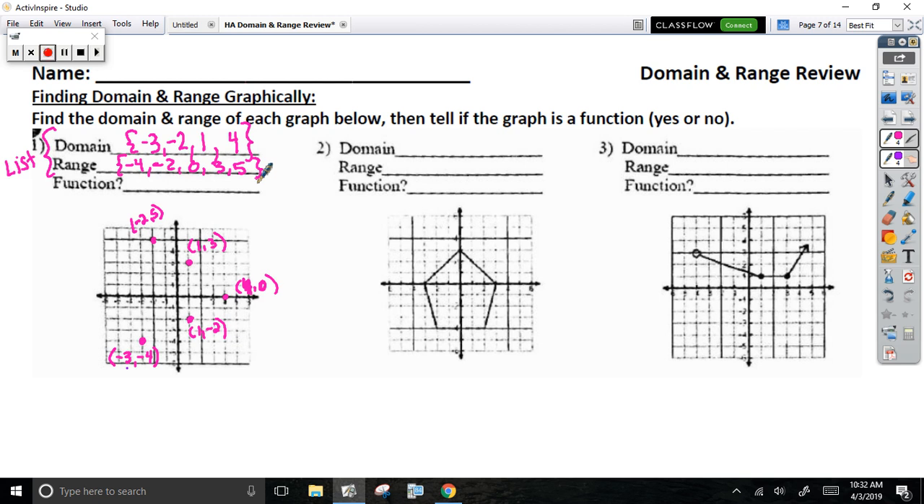Is this a function? Lily? No, it fails the vertical line test right here.